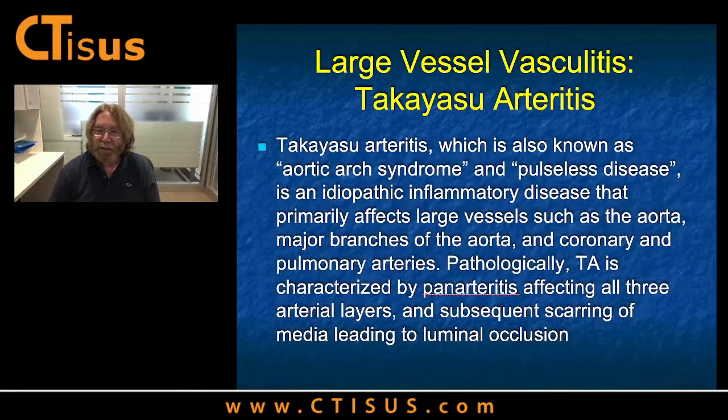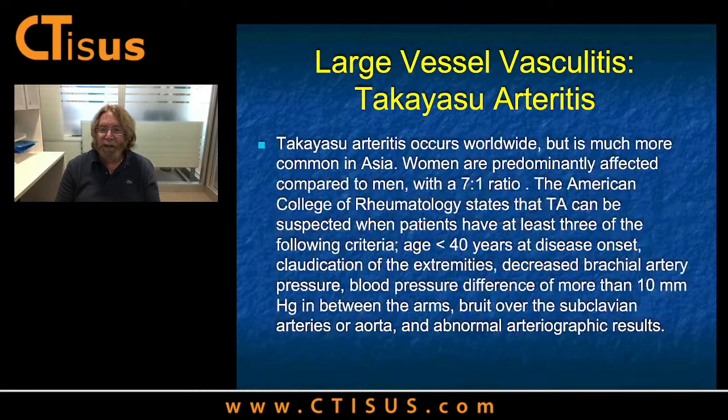Takayasu's is typically considered under the category of large vessel vasculitis, also known as aortic arch syndrome or pulseless disease. It is characterized by a panarteritis affecting all three arterial layers and subsequent scarring of the media, which leads to luminal narrowing, as you very nicely saw in this case. Again, it occurs worldwide, more common in Asia. Again, a very important disease, a very overlooked disease.